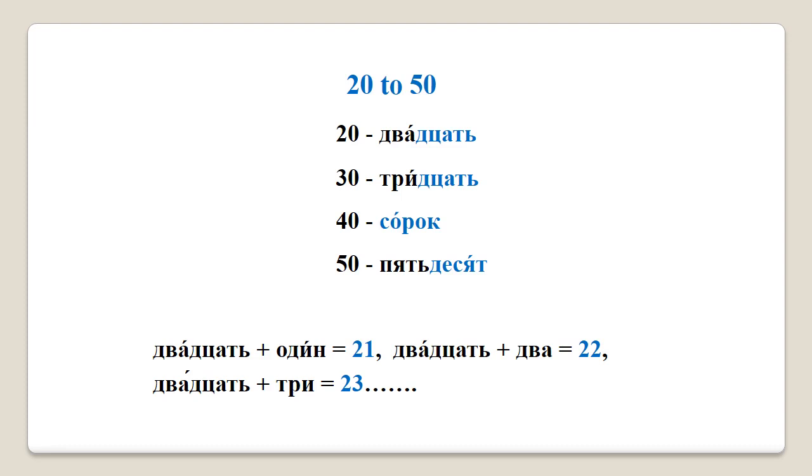Excellent, well done. Now numbers 20 and 30 have a shorter version of a teen ending. 40 is a complete exception as it doesn't look anything like 4, whereas 50 looks like 5 times 10. To say 21 or 22, all we have to do is follow the same pattern as we do in English. So 21 becomes 21, 22 becomes 22, and so on.